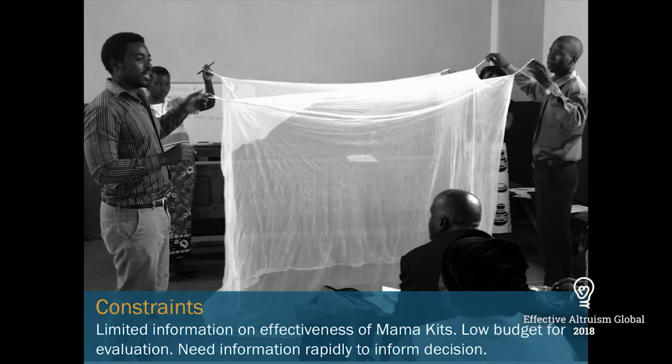But there are big questions around, would this be impactful? How cost effective would it be? And should we invest in it in the next fiscal year? And they faced constraints. There was no information or evidence on the effectiveness of things like mama kits, and there was very little budget for the evaluation. And so they had to make a decision by the next fiscal year about whether to scale up this program.